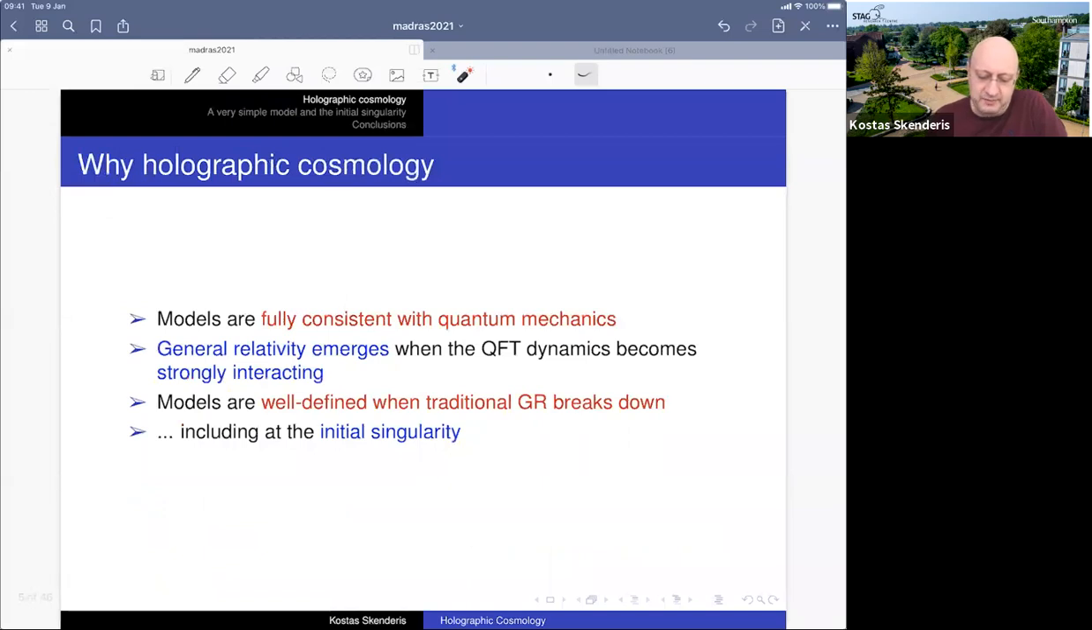So here are the same comments again. Why holographic cosmology? First of all, these models are fully consistent with quantum mechanics because you build them using quantum field theory in three dimensions. They are consistent also with general relativity. Actually, general relativity emerges when the quantum field theory dynamics becomes strongly interacting. And these models, moreover, are well defined when traditional general relativity breaks down, including at the initial singularity, as we will see towards the end of this talk.